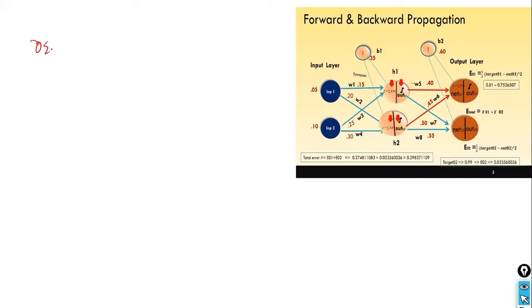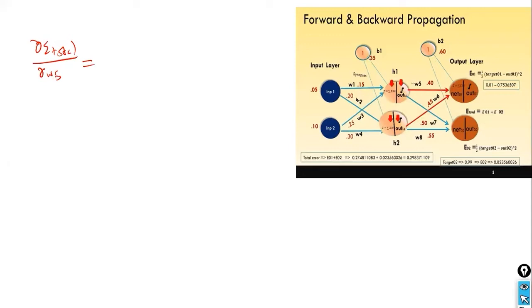Dou E total divided by dou W5. We need to take the partial derivative on the cost function. You remember the same thing we did there in linear regression, right? So with respect to W5. Okay, in this case, we are going to use the chain rule. This is where the chain rule comes into the picture.